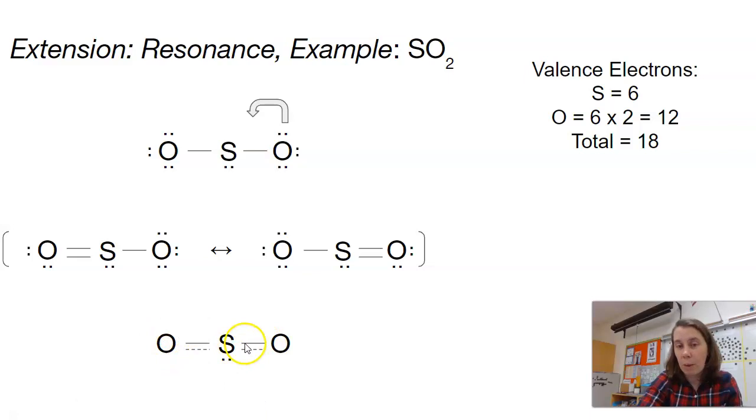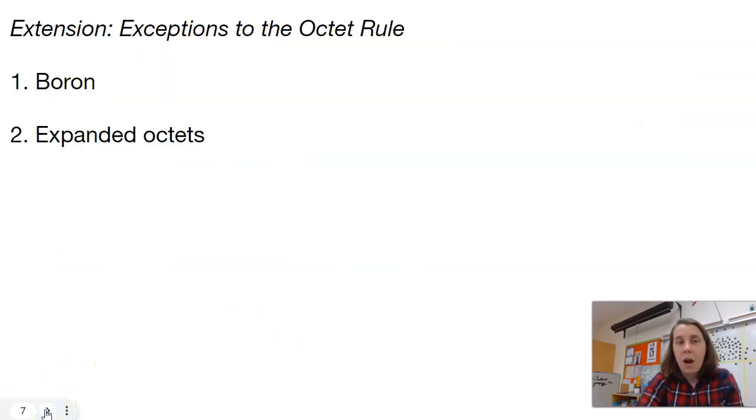We don't have a great way to represent that with a Lewis structure because it's hard to show that 1 electron is shared here and 1 is there, and we get this weird 1.5 bond, but that's actually what happens. All right, so that's called a resonance hybrid, and it's basically an average of the 2 resonance structures that we've drawn. All right, the other extension that we're going to do is exceptions to the octet rule.